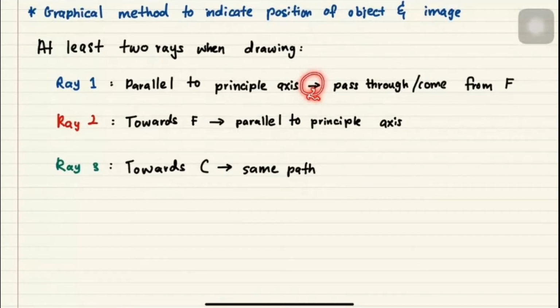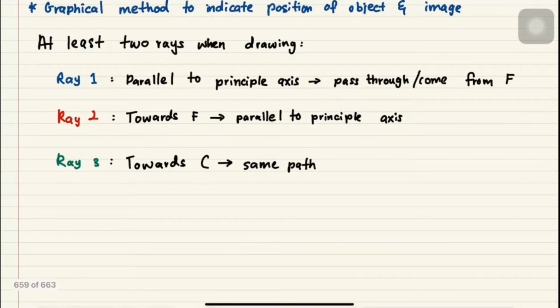Ray number 2 goes toward F and then is reflected parallel to the principal axis. It is the reverse of the previous one. Previously it went parallel then to F, and this one goes to F and then parallel. And then the third one goes towards C and goes back in the same direction. If I just explain like this, maybe it's not very clear. Whether we like it or not, we have to draw.